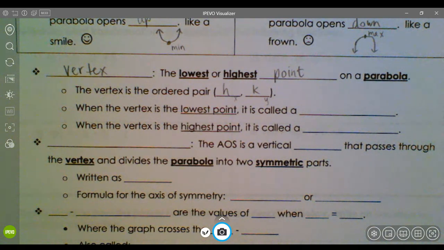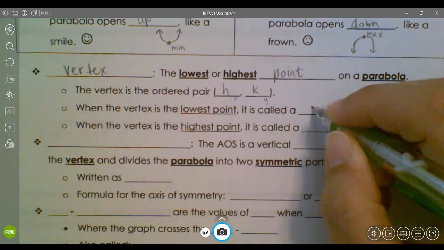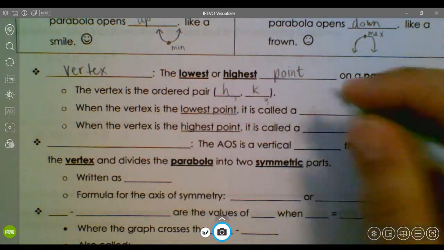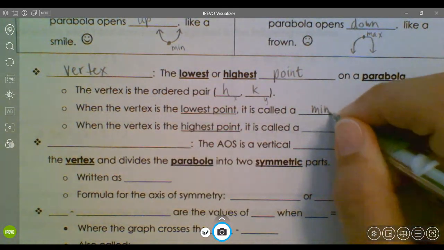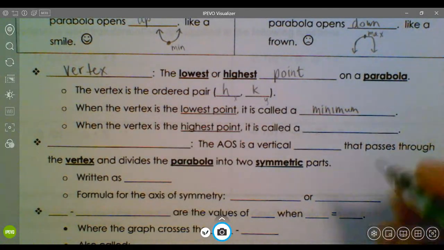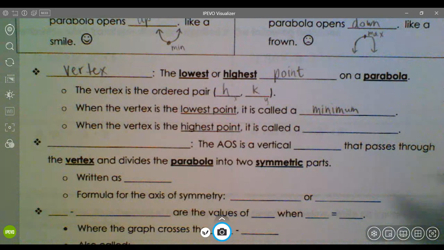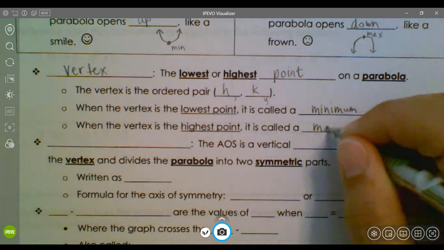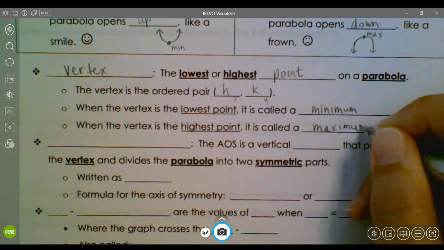When the vertex is the lowest point, it is called the minimum. It reaches its lowest point. Okay, when the vertex is the highest point, it is called a maximum.